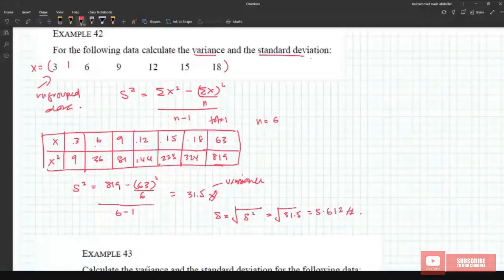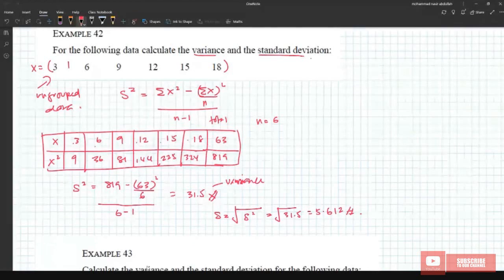So until now, do you understand how to calculate variance and standard deviation for ungrouped data? Can you comment on the chat room?